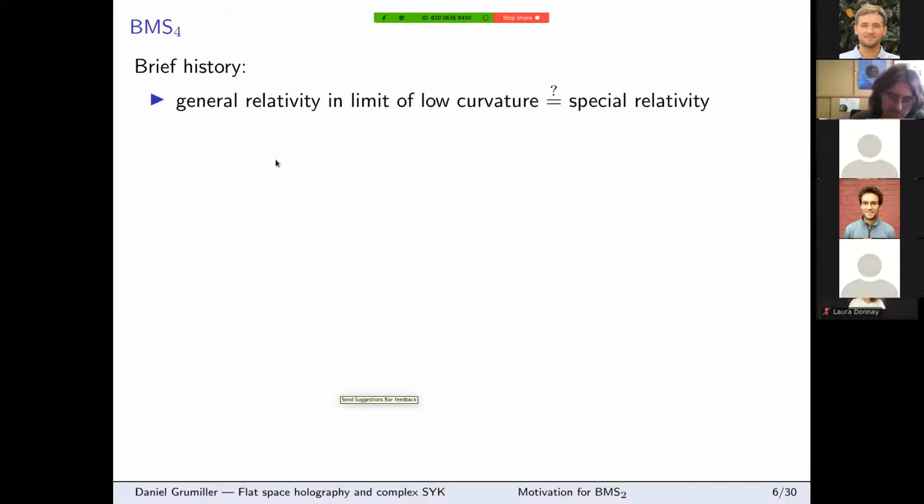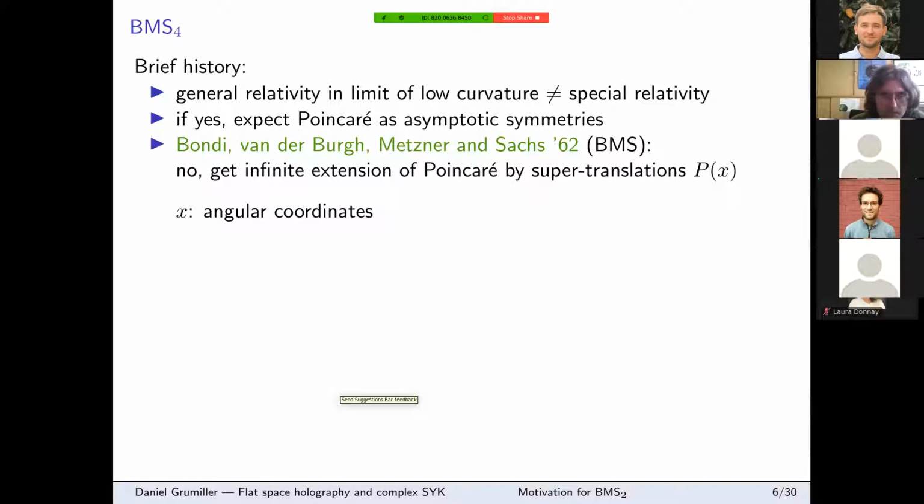If you set all your curvature invariants to 0, and you end up essentially with the Minkowski metric, then you would expect to reobtain the symmetries associated with the Minkowski metric, so just the Poincare symmetries. However, this is not what happened. Famously, Bondi, van der Burg, Metzner, and Sachs showed in '62 that this is not the case. You get an infinite extension of the Poincare symmetries by super translations. So you get much more than Poincare symmetries.